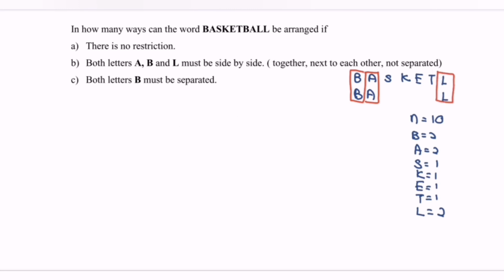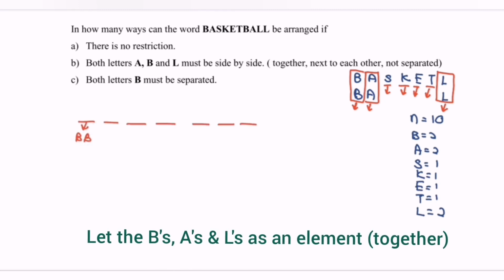So here, how many situations do we have? We have BB, AA, S, K, E, T, and LL. So here we have 7 situations. We can assume one box BB as 1 element. Kindly go through the situation, and we have 7 elements left, which are BB, AA, S, K, E, T, LL. Let's say we have BB, double A, S, K, E, T, and double L.